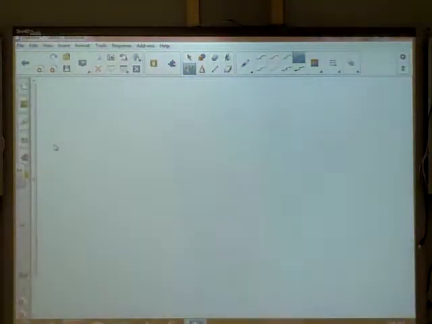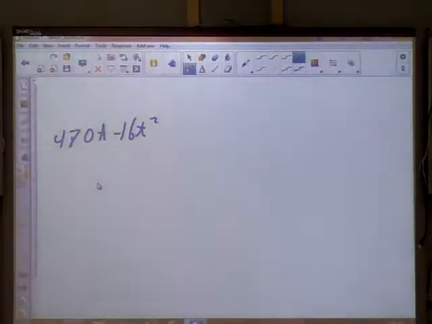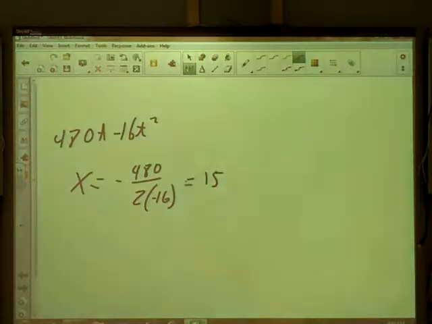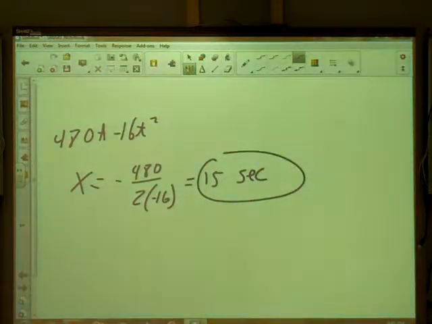So if that is the equation, 480t minus 16t squared, you have to realize what your b is, because they jumbled this up. 480. So x is negative b over 2a. What's your a? Negative 16. They jumbled it up on you there, but negative by negative is positive. So 480 divided by 32 gets me 15. So after 15 seconds, the rocket will be at its height.